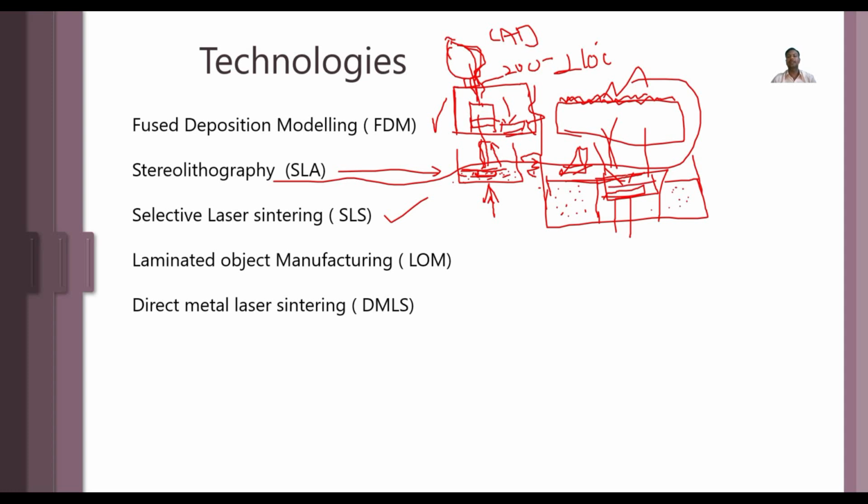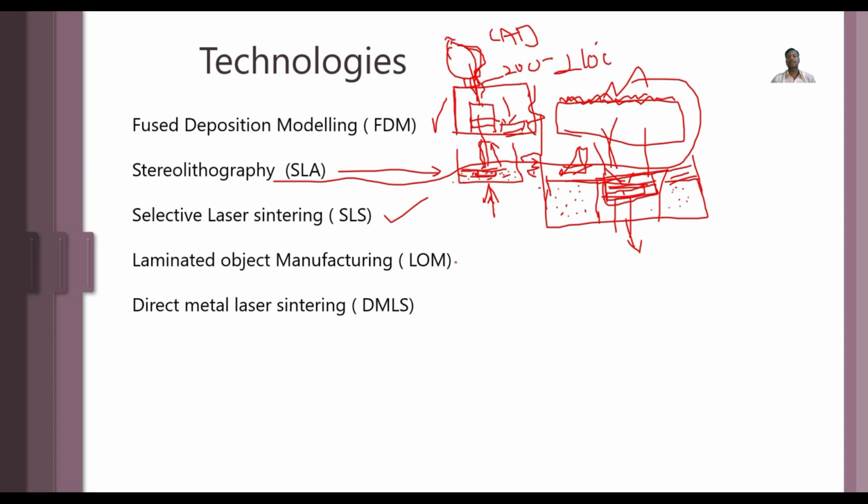After that, the excess unfused material will get removed and stored in another chamber. As soon as the material is printed like this, the piston will go down, so we can find the entire object here.